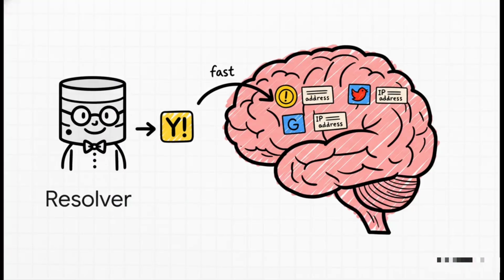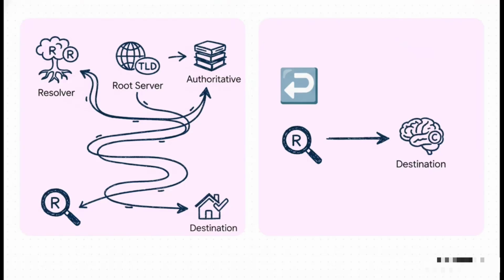You see, the real secret that makes this whole thing feel instantaneous is something called caching. The system is literally designed to remember the answers so it doesn't have to go on that big journey every single time. The very first time you visit a new site, your resolver has to make that full multi-step journey. But, and this is the really clever part, once it finds the answer, it stores it. It caches that IP address. So the next time you ask for yahoo.com, it can just skip the whole trip and give you the answer instantly.